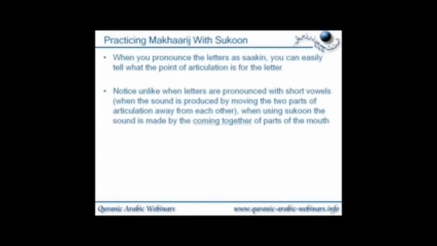So if you say a or i or u, you'll notice that the parts of your mouth are actually coming away from each other. Now when you use sukun, the sound is actually made by the parts of your mouth which are involved in the pronunciation coming together, sometimes called collision. For instance, here we have the hamza on top of the alif with fatha, and we have the fa with the sukun. So this would be pronounced as af.